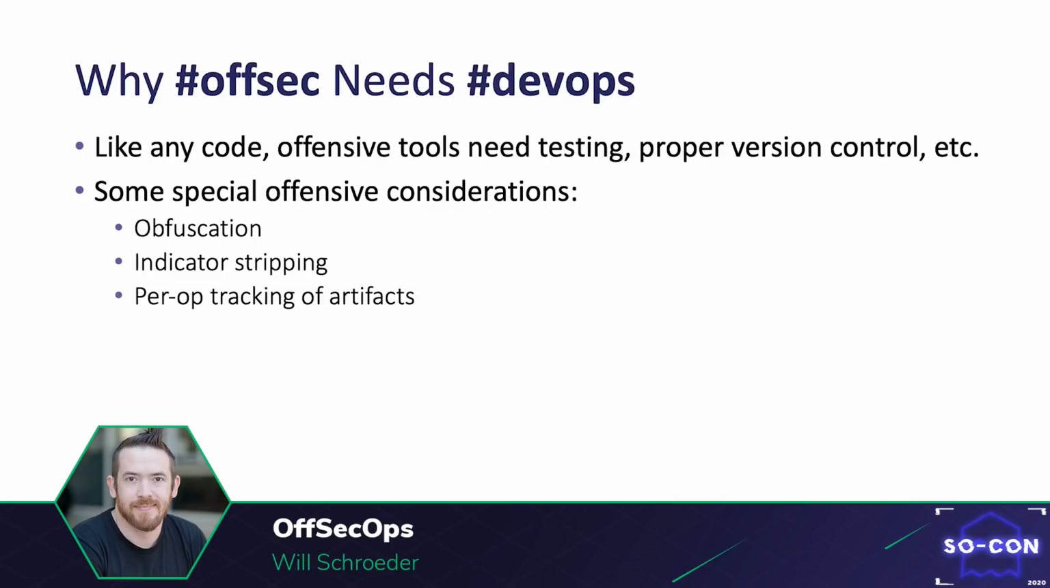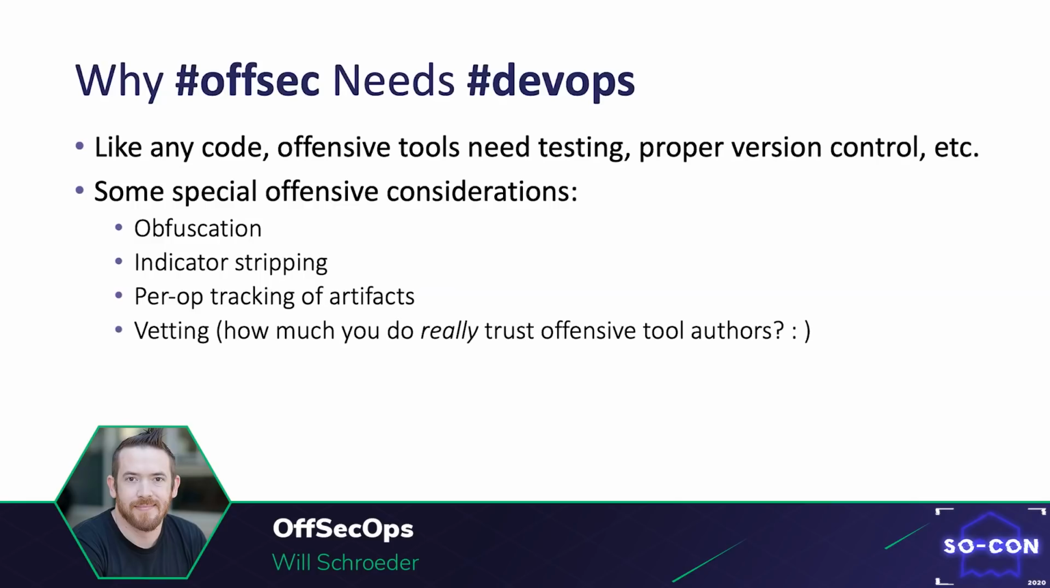We also care about per-op tracking of artifacts, which we'll get into why that matters and how you can actually do this. Also vetting, like how much do you actually trust all these offensive tool authors, right? Have you read through any of the code, or how do you control updates? Someone pushes an update to a new toolset, does that just get deployed into your builds and all those types of things? And we'll cover ways to kind of try to mitigate some of these concerns.